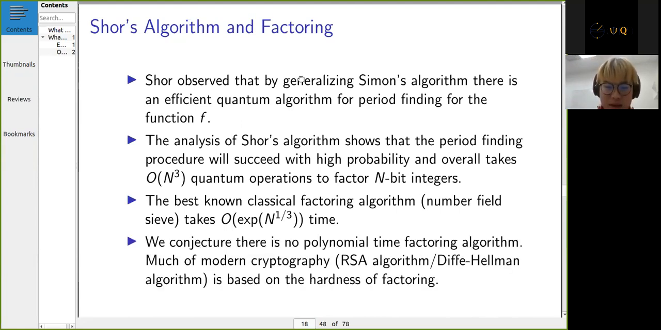And as I mentioned, cryptographic algorithms such as the RSA algorithm or the Diffie-Hellman key exchange algorithm work because we assume that factoring is hard. Sorry, let me say this again. These cryptographic algorithms are secure if we assume that there's no polynomial time factoring algorithm.